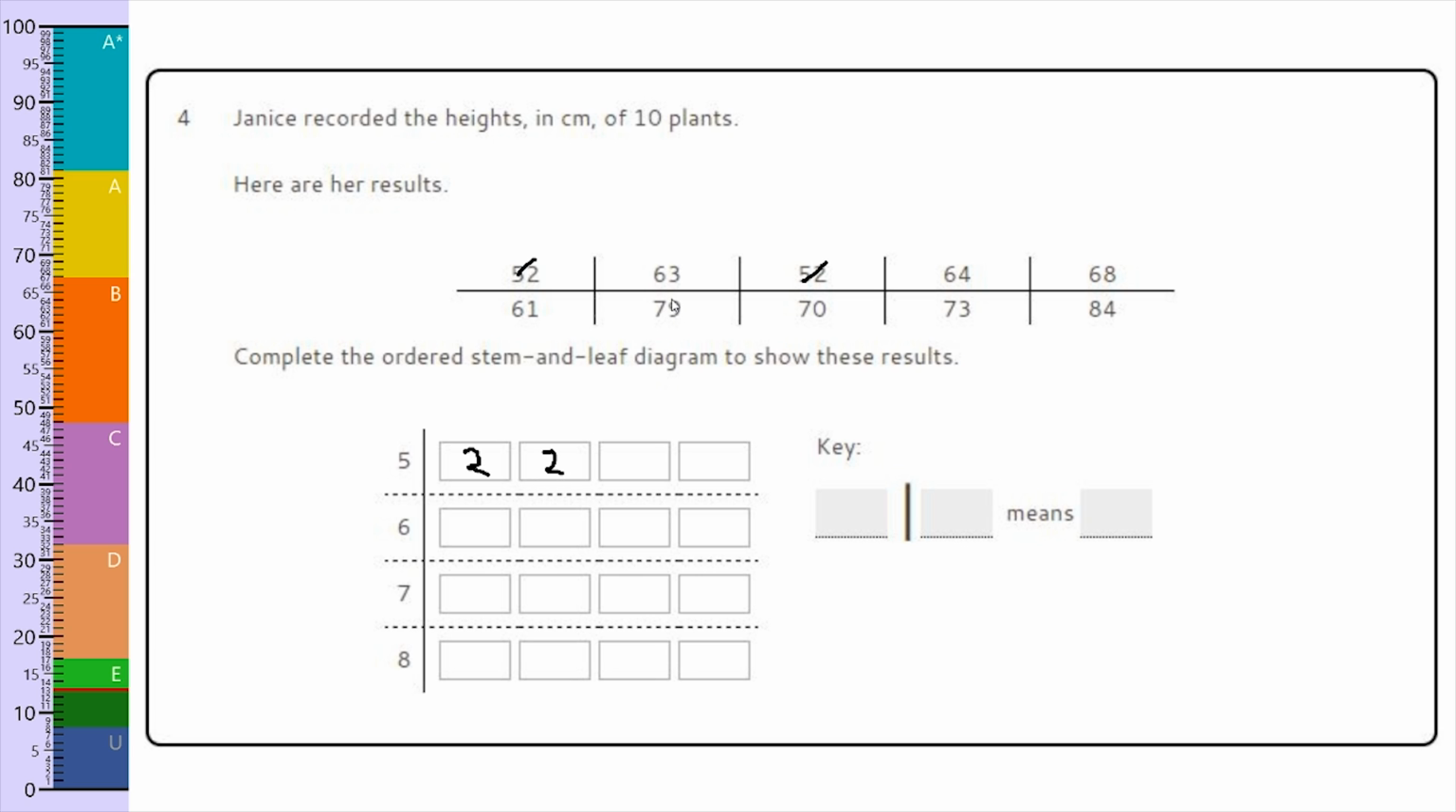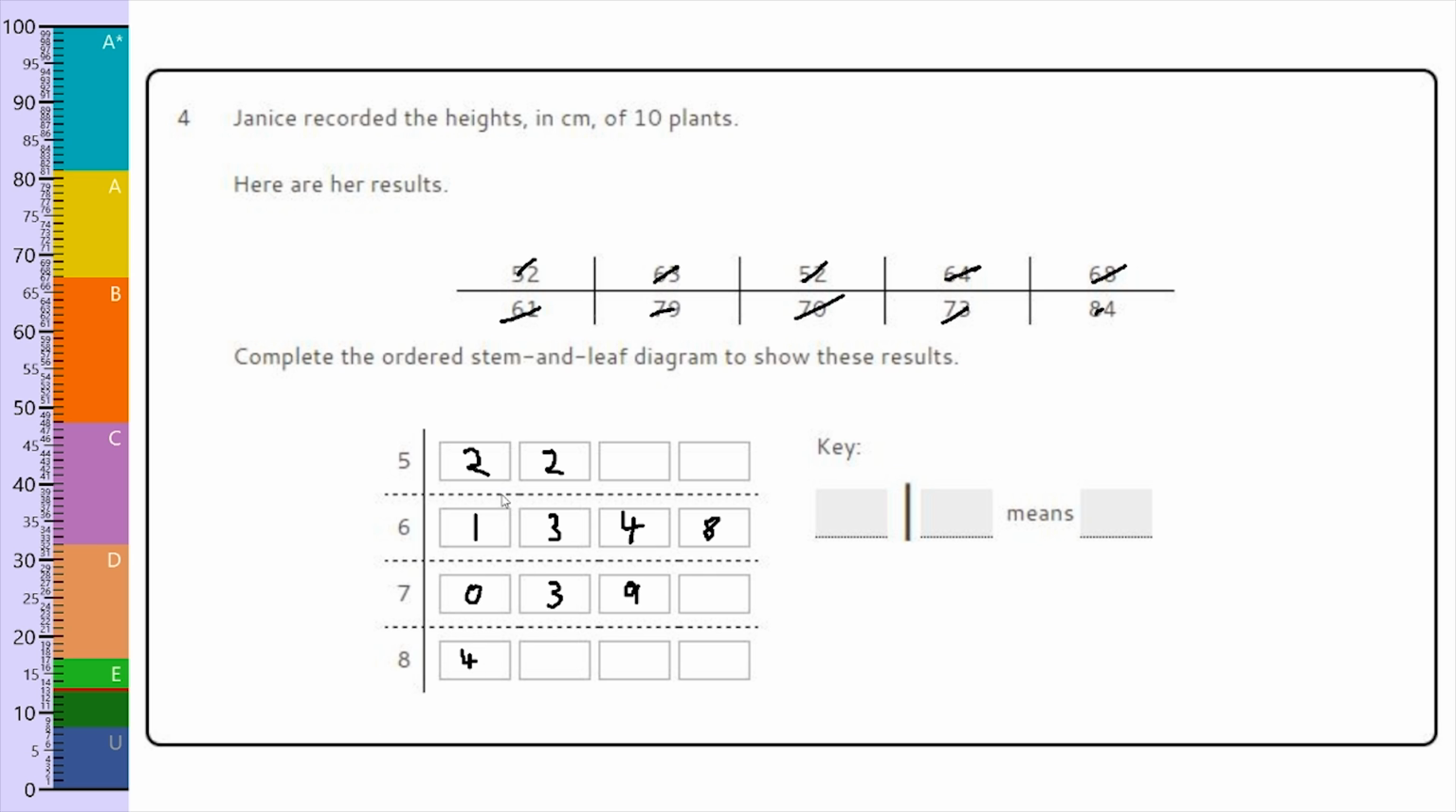Let's look at the 60s. I think 61's the lowest. 63, 64, and 68. 70 is the lowest, 73, 79, and then 84.